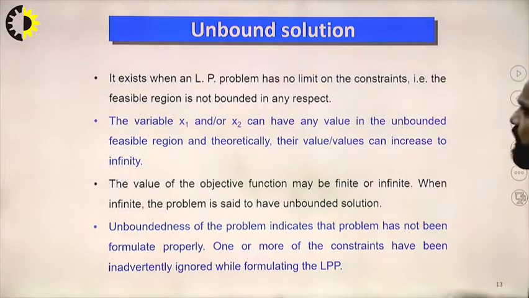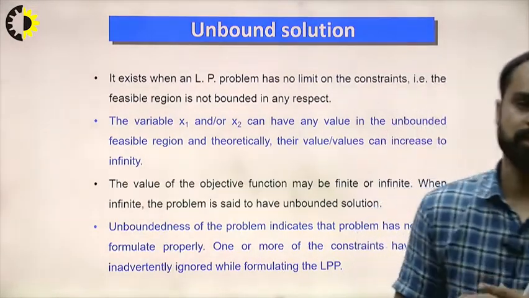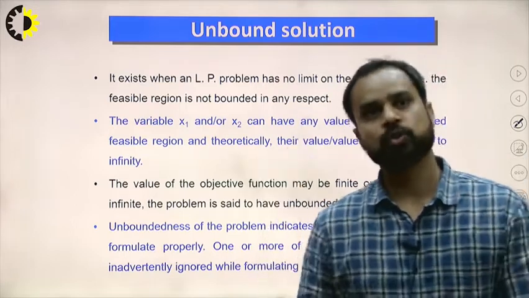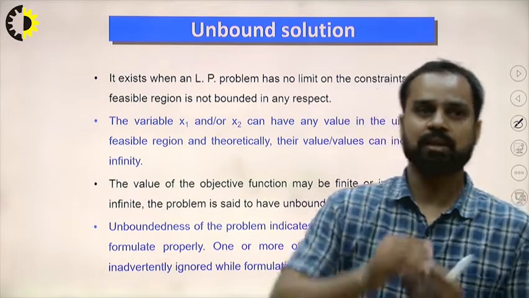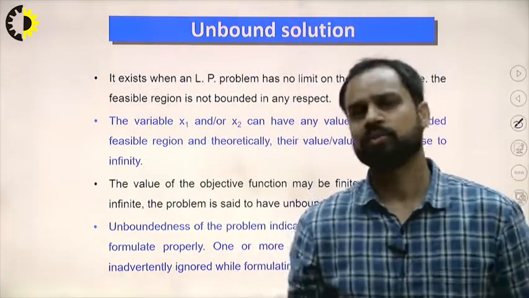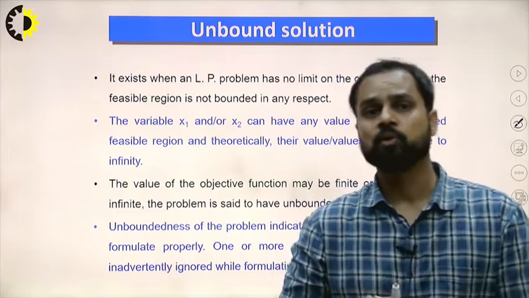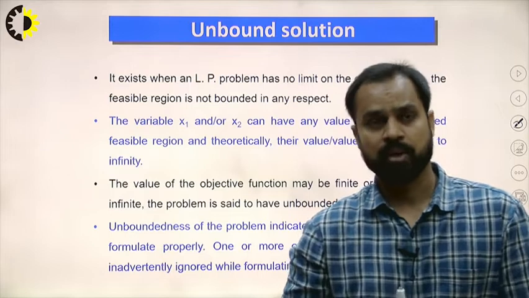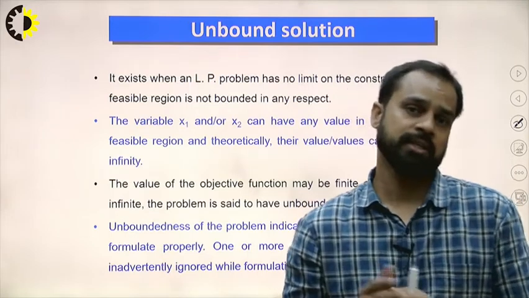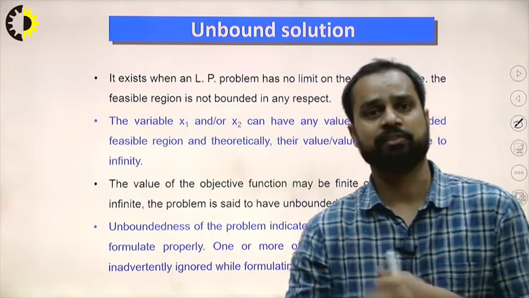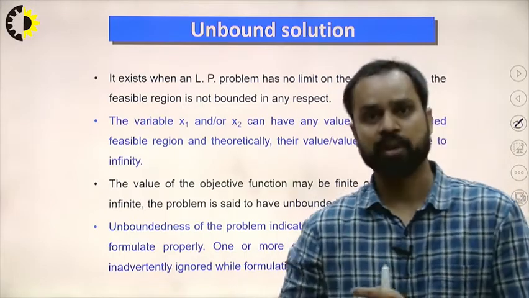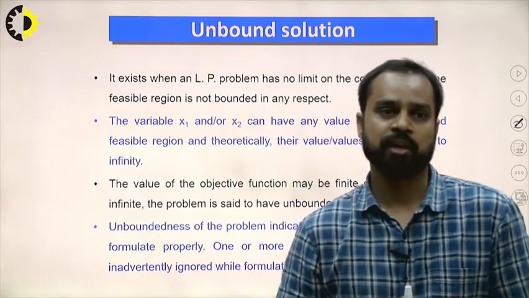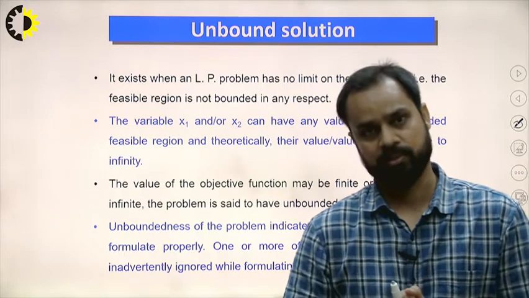Further, unbounded solution. Unboundedness exists when an LP problem has no limit on the constraint, meaning we are unable to bound the feasible region. If we are unable to bound the feasible region, it means any of the decision variables can move to infinity. If any decision variable moves to infinity, then there is a possibility that the objective function, which has finite and infinite values, also moves to an infinite value. When the objective function moves to an infinite value, it means the problem is unbounded.